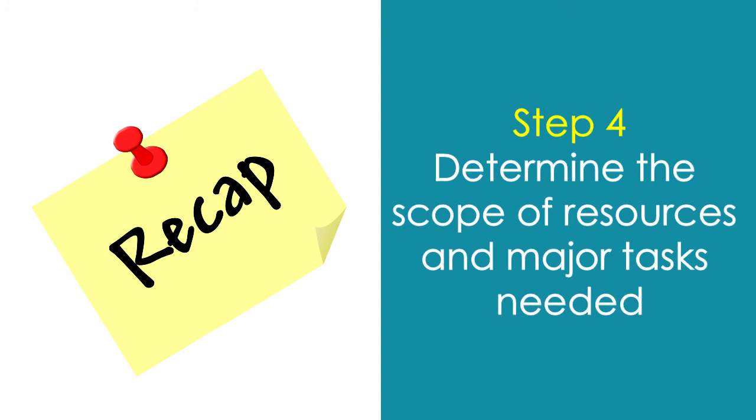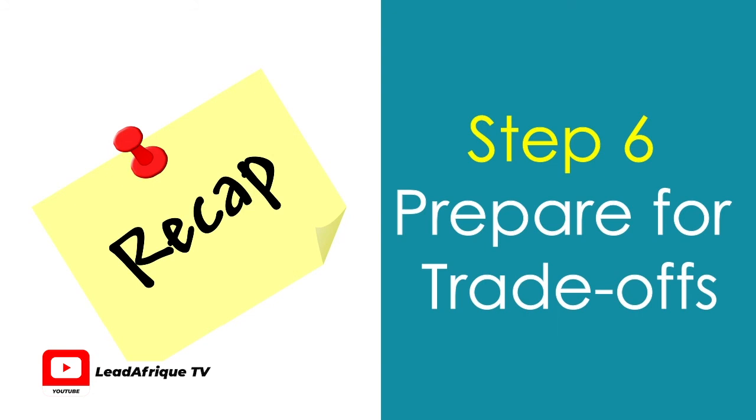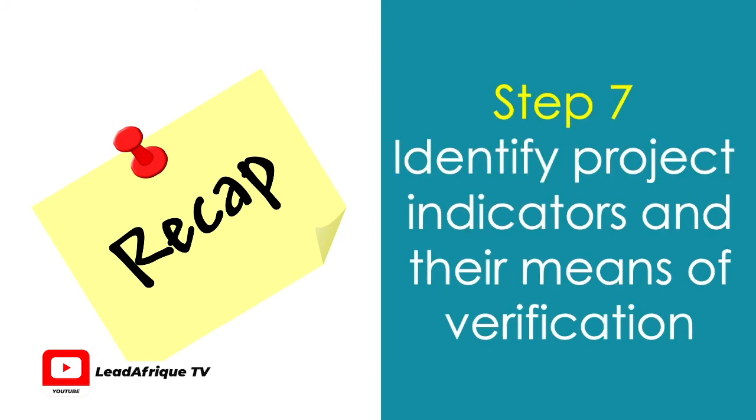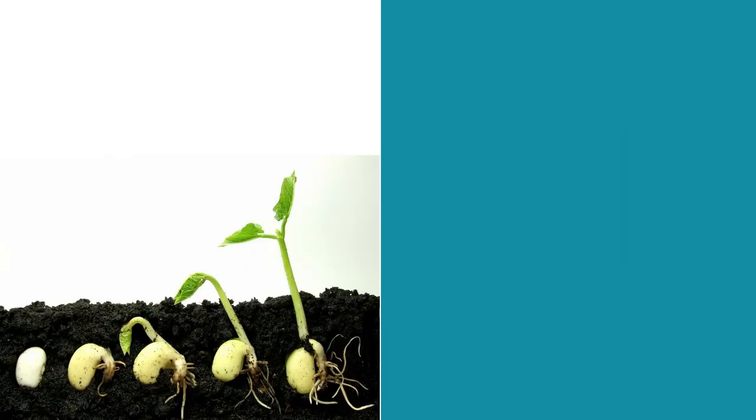Step 4, determine the scope of resources and major tasks needed. Step 5, draw up a risk mitigation strategy. Step 6, prepare for trade-offs. Step 7, identify project indicators and their means of verification. Also, remember that the keys to success in implementing projects is how you juggle the important elements of cost, time, and quality.